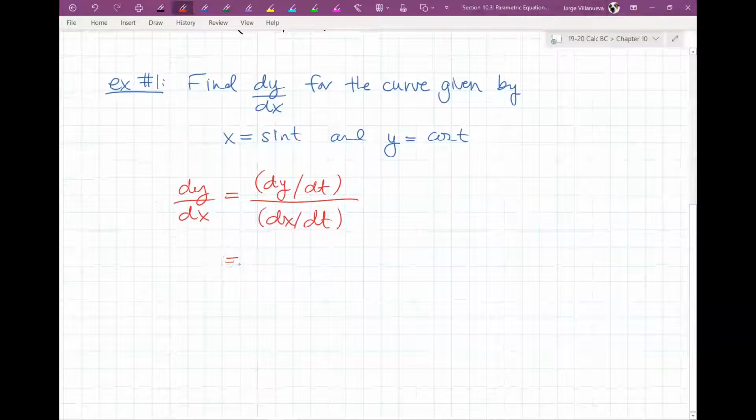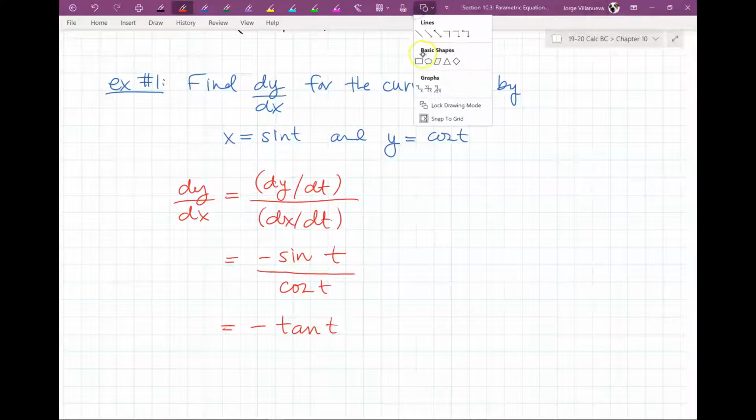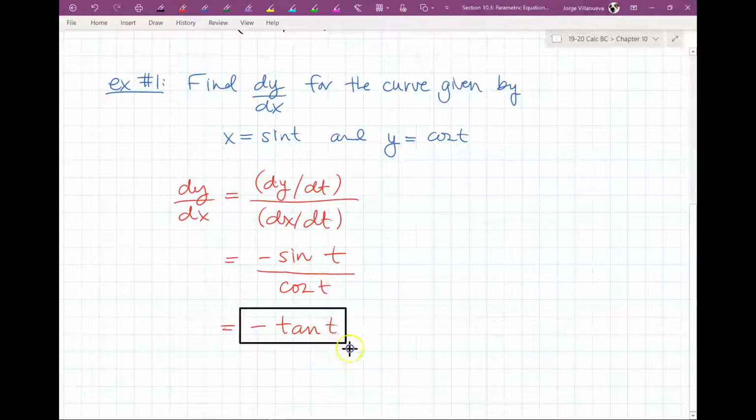So the derivative of y with respect to t. So what's the derivative of cosine of t? Yeah, negative sine of t, right? What's the derivative of sine of t? That's cosine of t. So if I simplify this, my answer is negative tangent of t. And there's my answer for this problem. Notice it's just based on knowing the formula. You know the formula, you should be able to do the work.